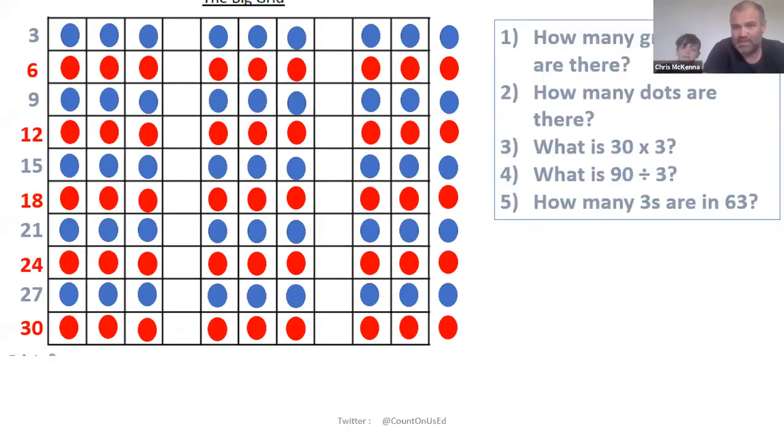30. 30 groups of 3. How many dots are there? 90. What is 30 times 3? 90. What is 90 divided by 3? 30. 30. How many 3s in 63? How many 3s are there in 63?